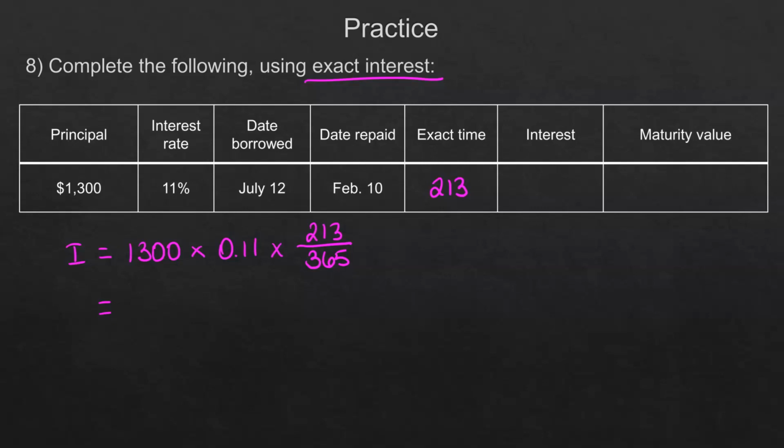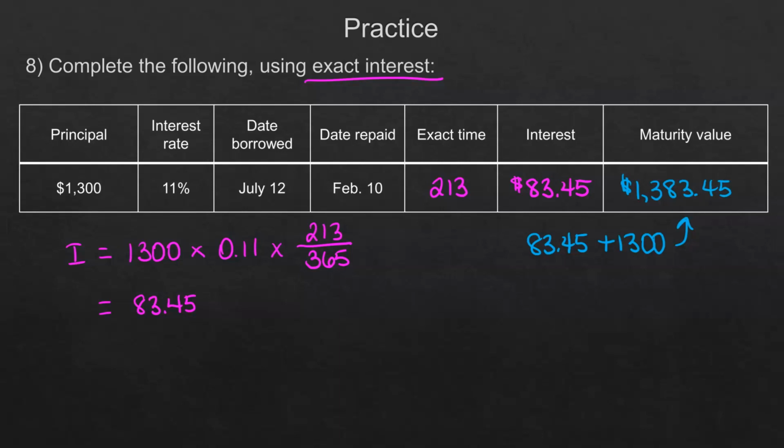So when you calculate that, you get 83.45. And we're going to go ahead and put that in our chart. And then we add that, I'm going to go ahead and change colors, 83.45 to 1,300 to give us our maturity value at the end of the loan. So 1,383.45.